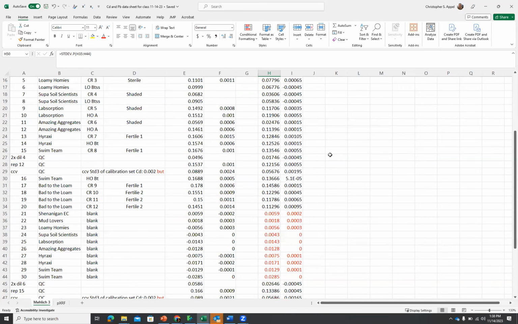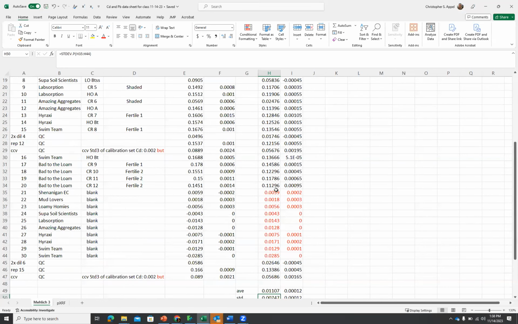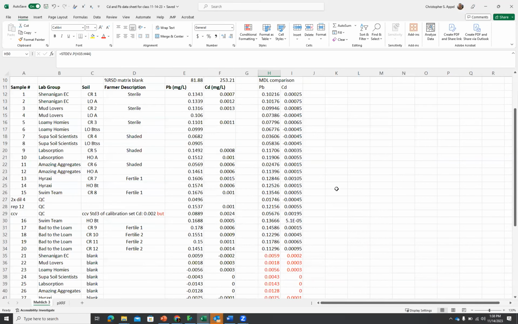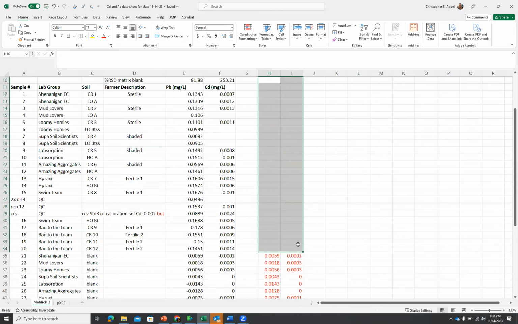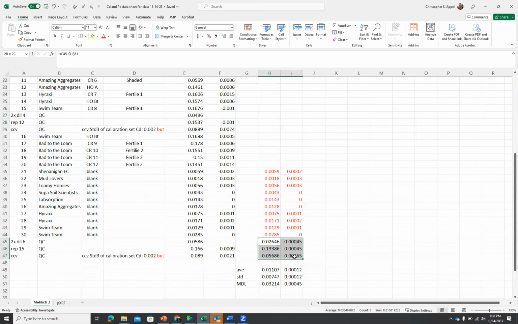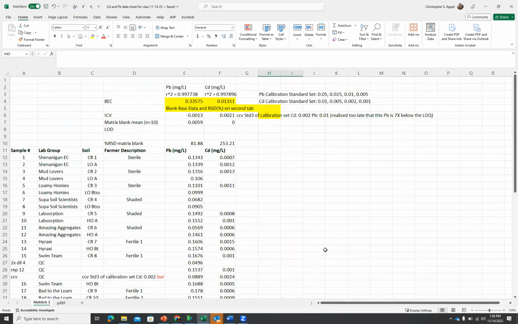So now I don't need this information anymore. I'm going to keep my method detection limit calculation here, but I'm going to get rid of everything else because I don't want it anymore. I'm just going to delete that. Delete that. And then what do you want to do next? That's you. All right. I'll decide if you don't want to decide.